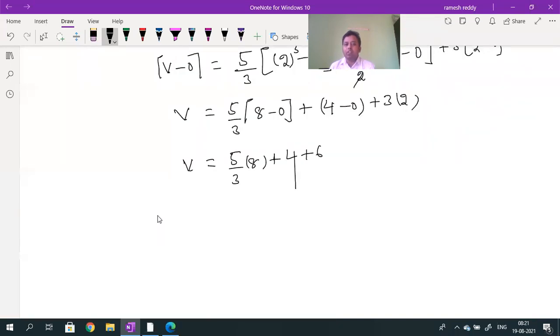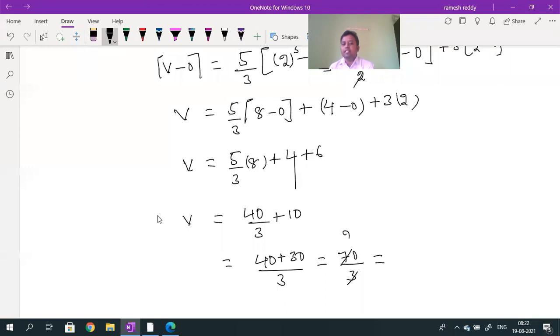Then what will I get as the v value? v is equal to 40 divided by 3 plus 10. LCM is 3, so 40 plus 30, divided by 3. What is the final answer? The final answer is 70 divided by 3. So which is approximately, what will I get? 3 2s are 6, and here there is 10.